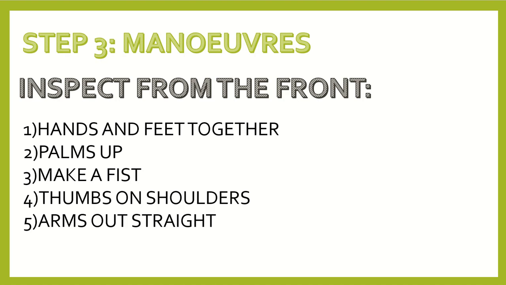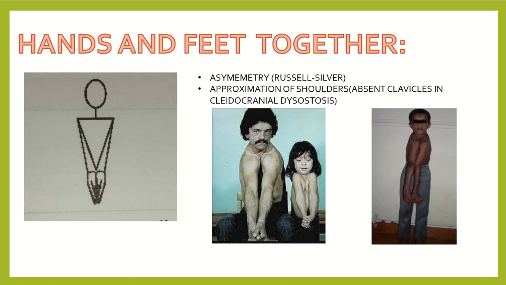Step 3 is the maneuvers. Now you have to do some maneuvers from 3 aspects. The first one is while inspecting from the front. While inspecting from the front, there are 5 maneuvers: hands and feet together, palms up, make a fist, thumbs on the shoulders, arms out straight.